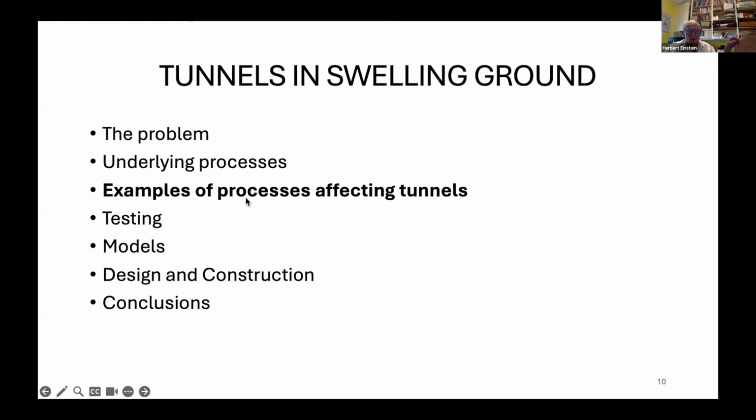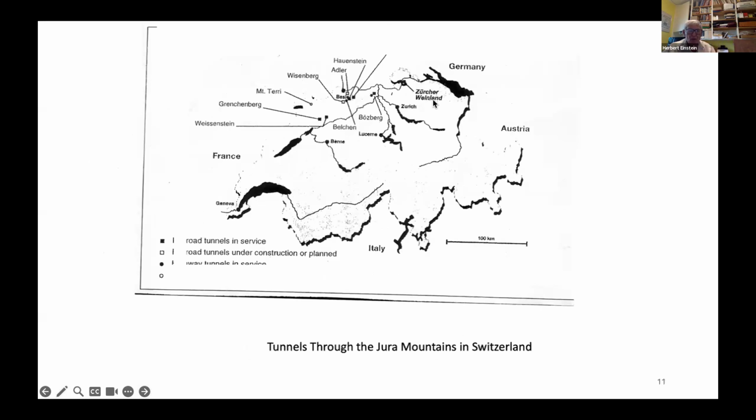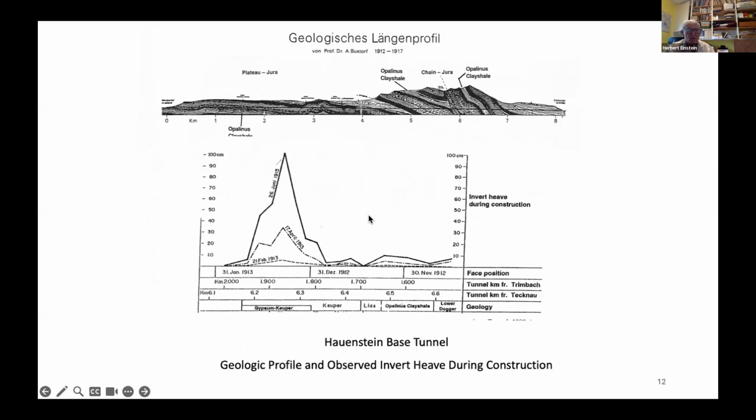So we now want to apply these basic processes and look at what they do in tunnels. I'm concentrating, not only because this is my home country, but because that's where we literally have lots of problems, in the Jura Mountains in Switzerland, also bordering France and Germany. Some of the examples are from other countries, but most of them are from Switzerland.